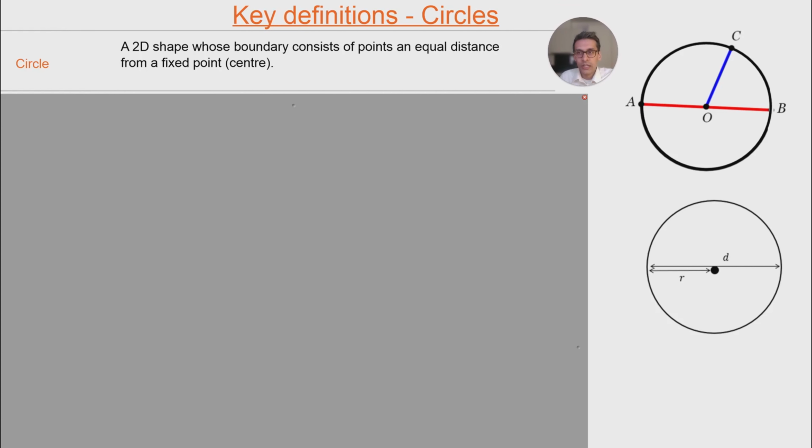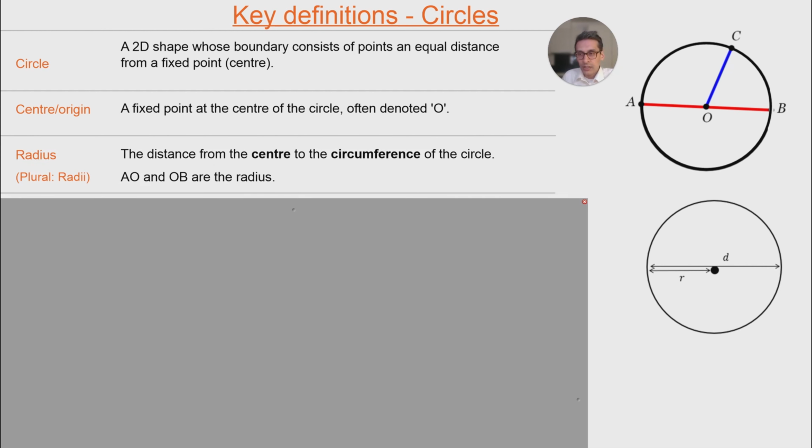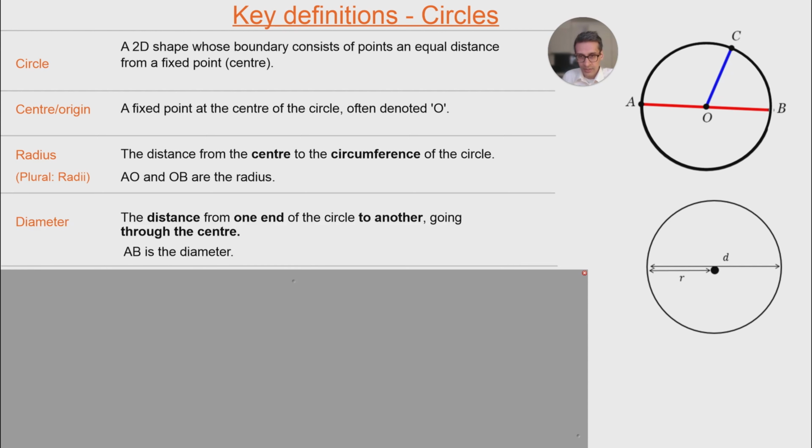So the circle, which is a 2D shape, you can read that description as it is. The center is obviously the middle of a circle, denoted by O. The radius, plural radii, is just the distance from the center to the circumference. The diameter is the distance from one end to the other, and it has to go through the center. So for example, I can't draw a line that just touches the circumference here and here. That has a name, which is going to be on the definitions here.